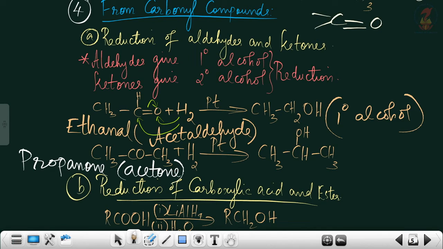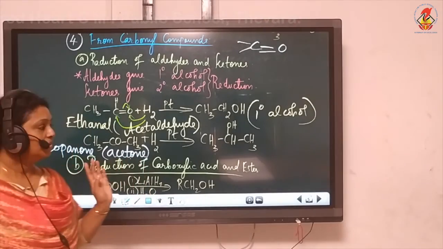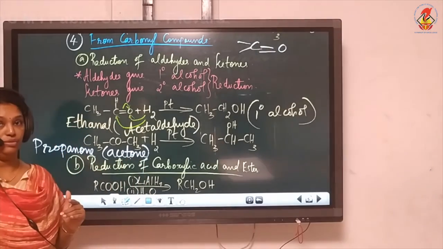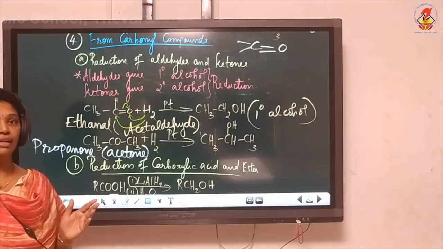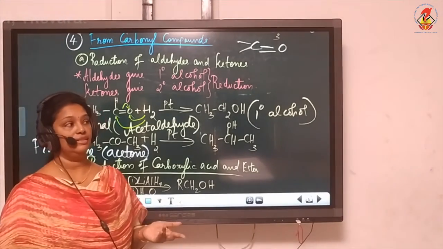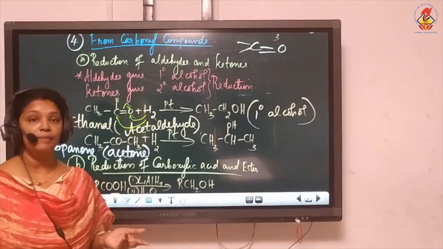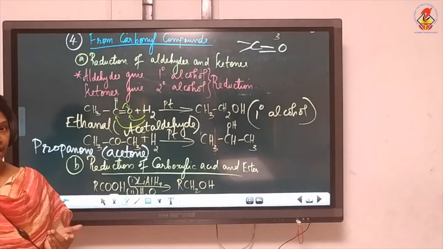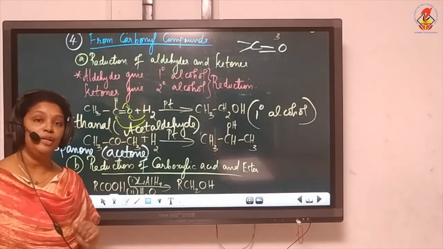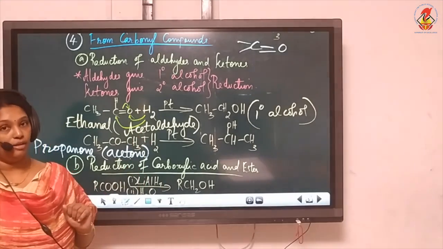Now this on treatment with hydrogen in presence of platinum catalyst, we get a secondary alcohol as the product. We get CH3, again here C double bond O, double bond breaks and hydrogen adds to carbon and oxygen and we get the product as CH3CHOH CH3. So from aldehydes and ketones to prepare primary and secondary alcohol, we use reducing agents. Reduction of aldehydes give primary alcohol, whereas reduction of ketones give secondary alcohol. Now this method cannot be used for the preparation of tertiary alcohols.